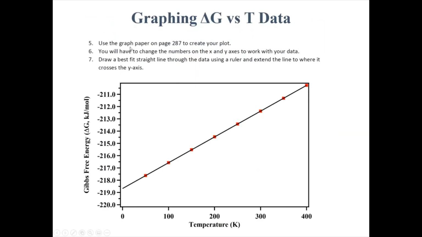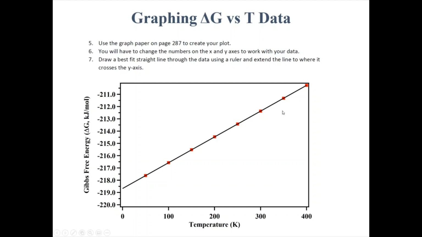So if you look at the graph paper on page 287, that's what you're going to use to make your plot. But you're going to have to change the numbers on the x and y axes. So the x and y axes there have some crazy numbers, which I don't know where they come from. But here's my advice. When you're plotting, plot from minus 210 to minus 220 on the y-axis, and plot from 0 to 350 on the x-axis. That should capture all of your data. So that kind of helps you when you're constructing your graph to know what to make.